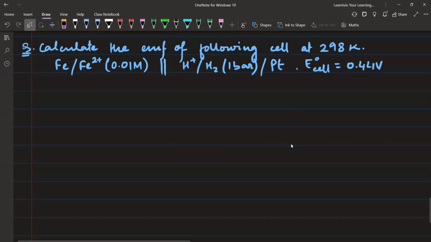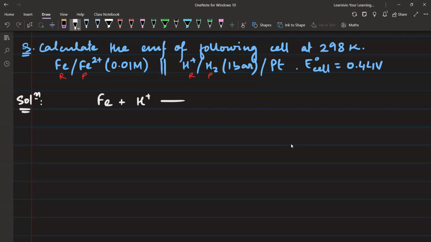Look, what we have to do in this is first write the chemical reaction. Without the chemical reaction we cannot write the Nernst equation. Nernst equation is written only after writing the chemical reaction. If you remember a little, this is reactant, this is product, this is reactant, this is product. This is an inert electrode which is not going to take part in the reaction. So what is in the reaction? Fe plus H plus gives Fe2 positive plus H2. I will balance the atoms first.